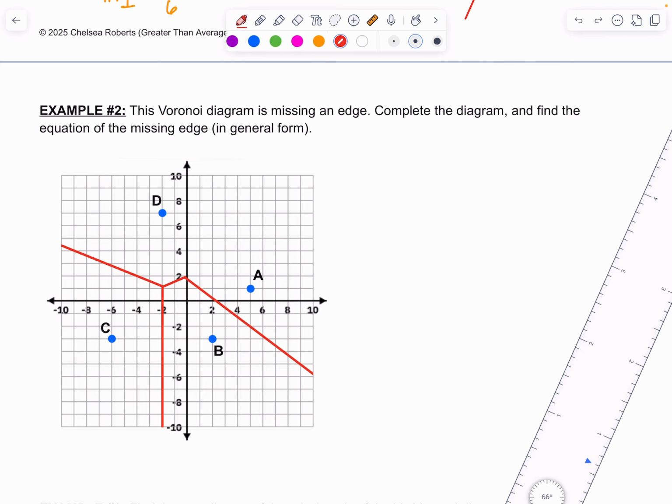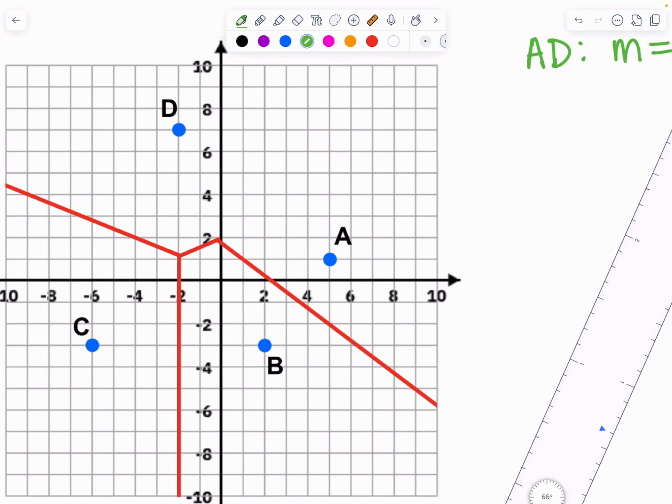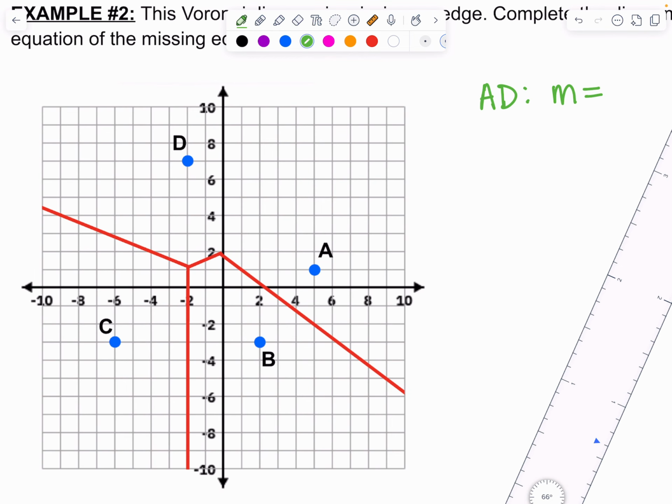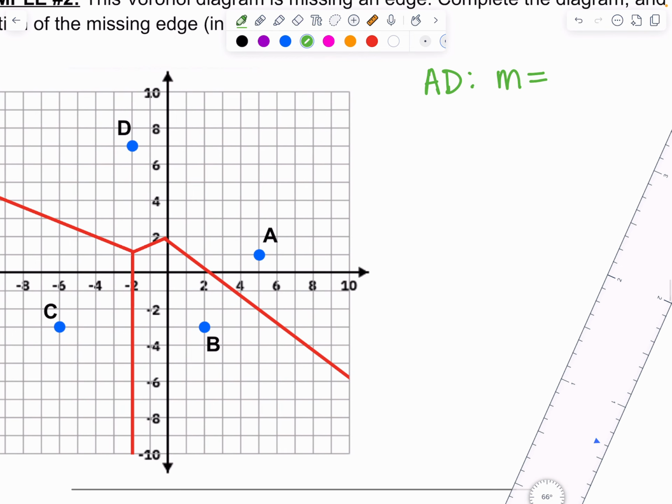So the first thing that you need to do between A and D is you need to find a slope. So the slope between A and D, you went down from 7 to 1, so you went down 6. And then you ran from -2 to 5, so you ran 7. So that is your slope.